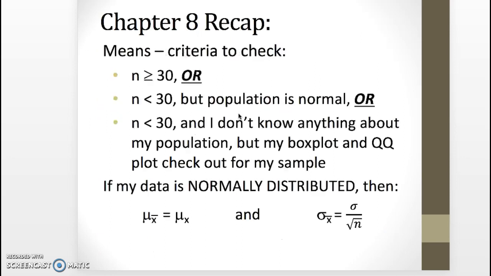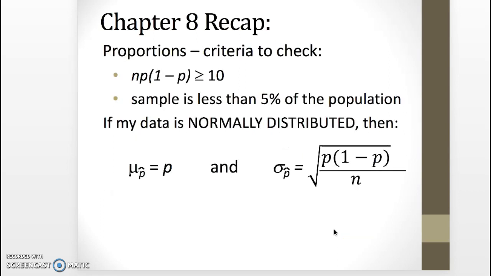Sorry guys, wrong direction there. For means to start off, your criteria is greater than 30, or if you're less than 30, your underlying population is normal, or if you're less than 30 and you don't know anything about your population, your box plot and QQ plots check out. Then, once you've satisfied the greater than 30 or one of the small data set conditions, you've got your formulas here that you need to use before you can go to StatCrunch.